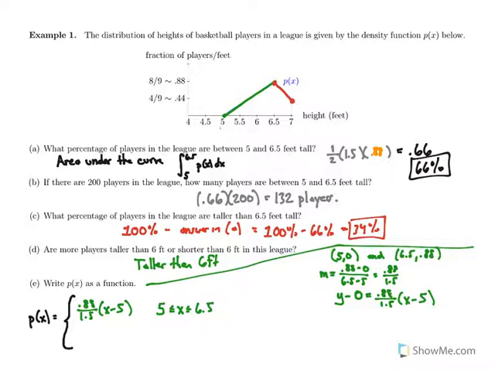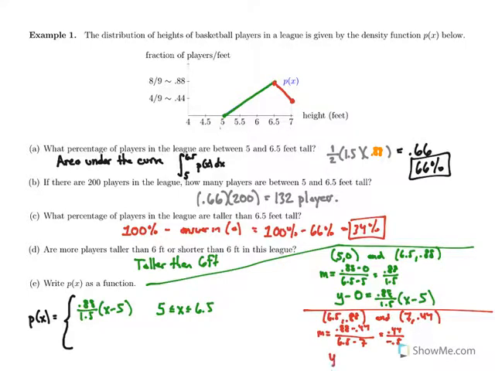Now let's do it again. We need to find the equation of that red line. So we're going to look at another 2 points here. We have the point 6.5, 0.88, and the point 7, 0.44. We find our slope, 0.88 minus 0.44 over 6.5 minus 7, which gives us 0.44 over negative 0.5.